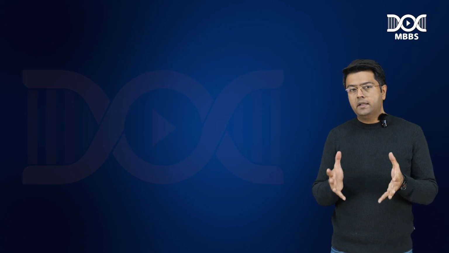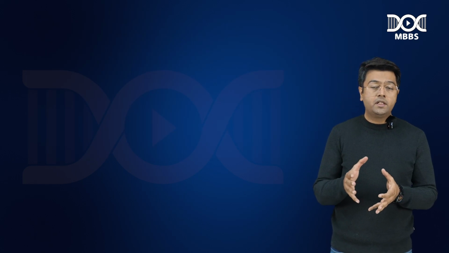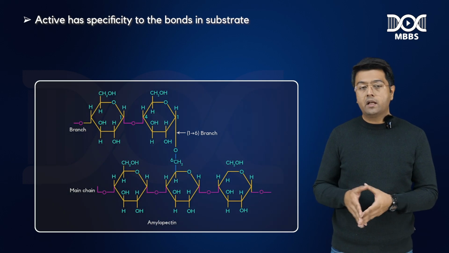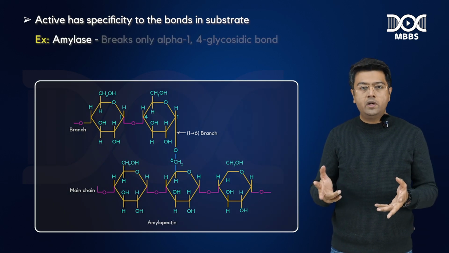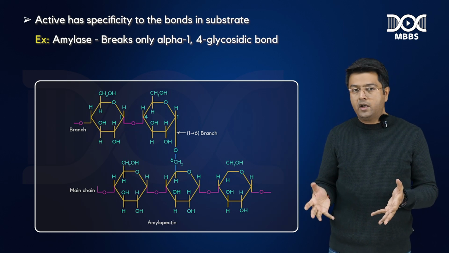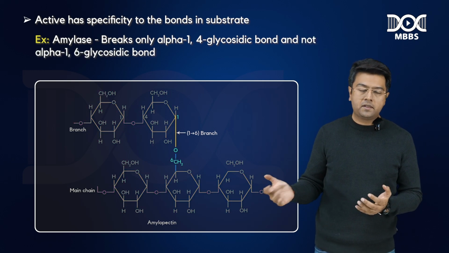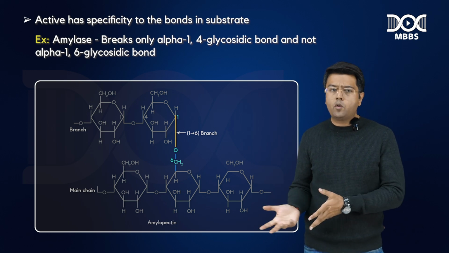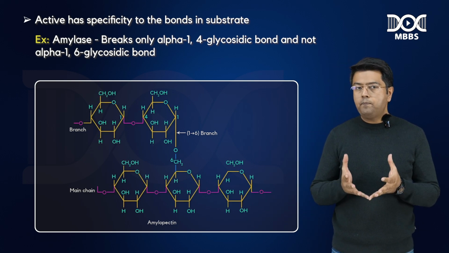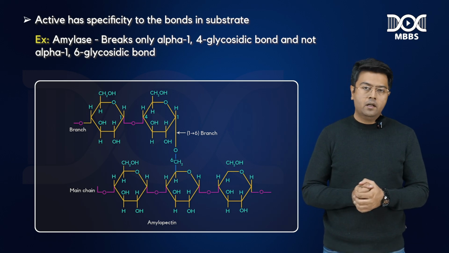Then guys, some enzymes may have specificity, or the active site may have specificity, according to the bonds it has to break. For example, amylase only breaks the alpha-1,4 glycosidic bond. It doesn't act on the alpha-1,6 glycosidic bond or other bonds. Fine. So such kind of specificity may be present at the active site, right?